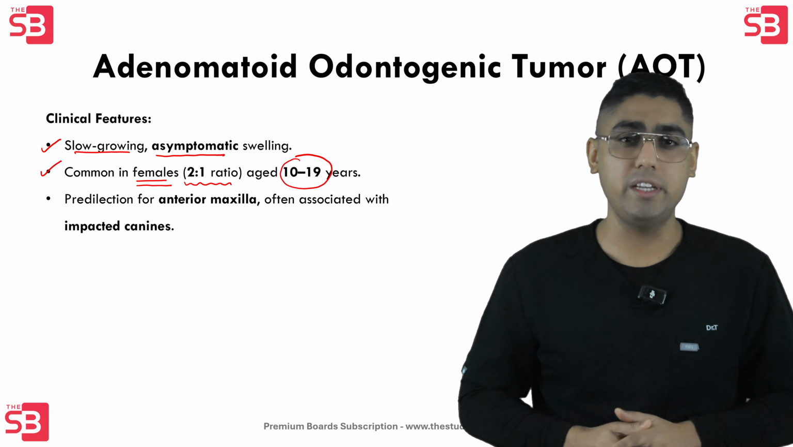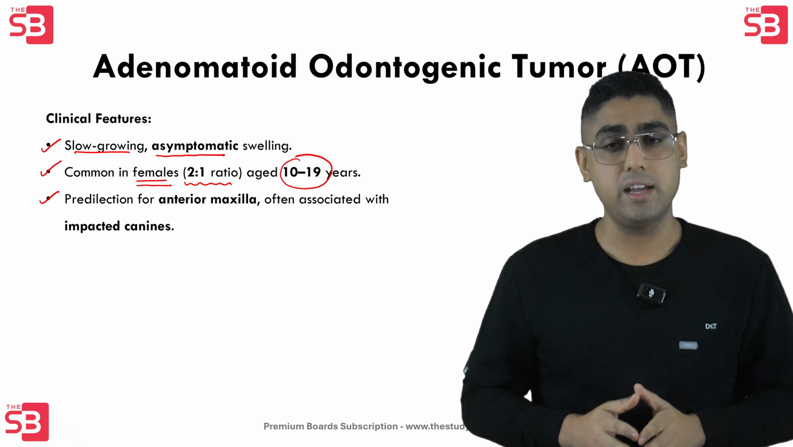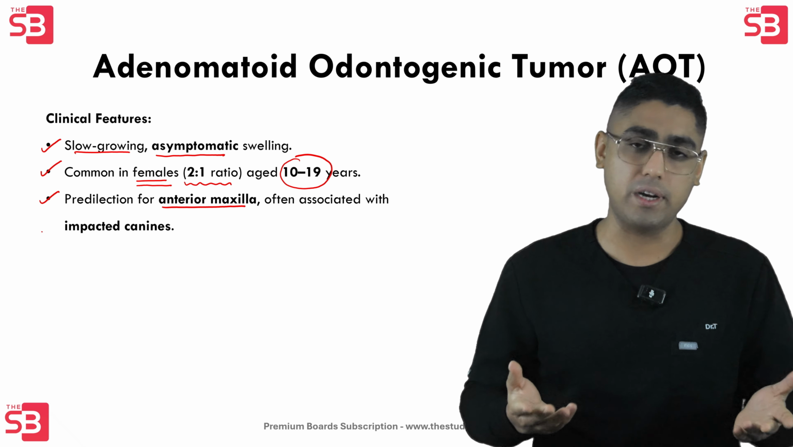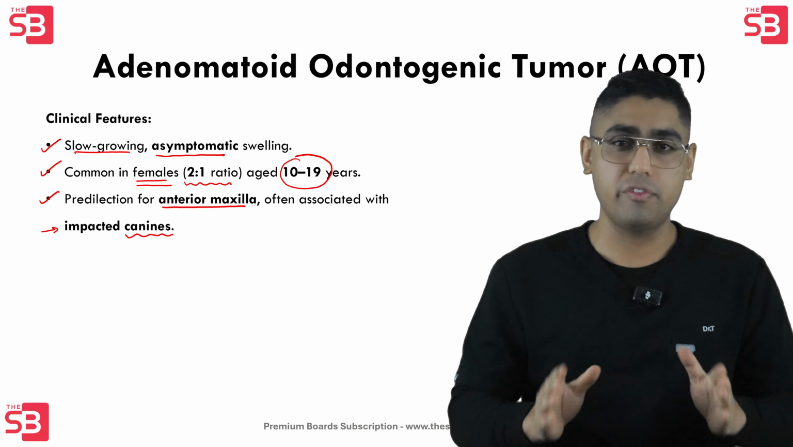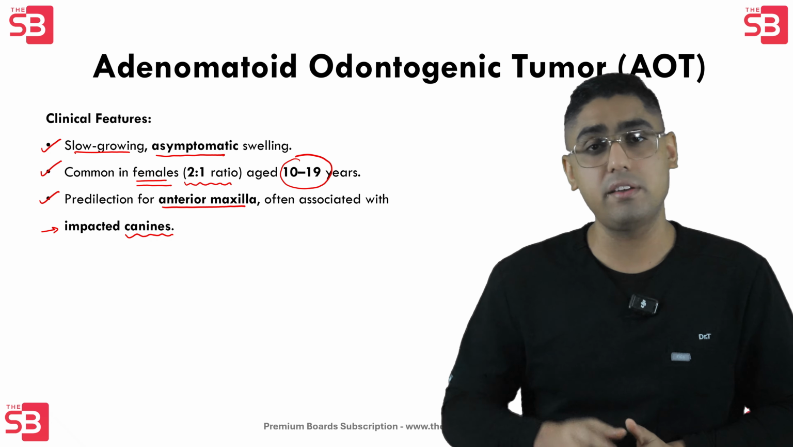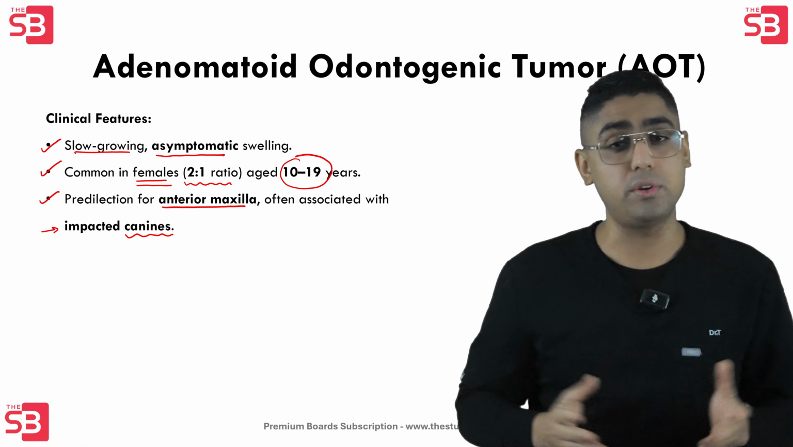And then location-wise, AOT also has a strong predilection for the anterior maxilla, and it's frequently associated with an impacted tooth, most commonly an impacted canine. Now, this combination of young patient, anterior maxillary location, and impacted canine is very characteristic and helps distinguish AOT from other lesions during clinical examination.